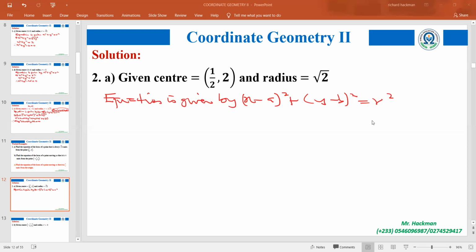Okay, so now what do we have? We are going to carry out our substitution. So we will get, this implies, x minus 1 over 2 squared, plus y minus 2 squared, is equal to root 2 squared.